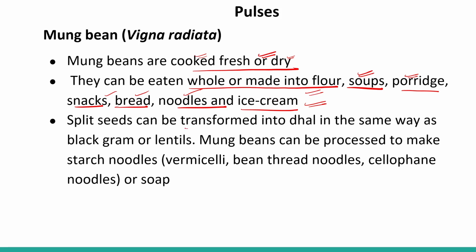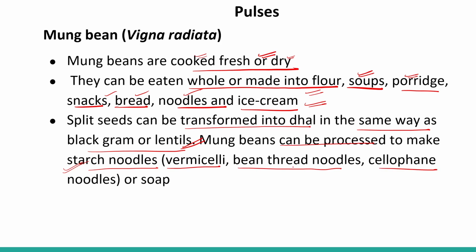Split seeds can be transformed into dal, in some ways like black gram or lentil. Mung beans can be processed to make starch noodles. It is also available in processed form, that is starch, used to make starch noodles, that is vermicelli, bean thread noodles, cellophane noodles or even soap.